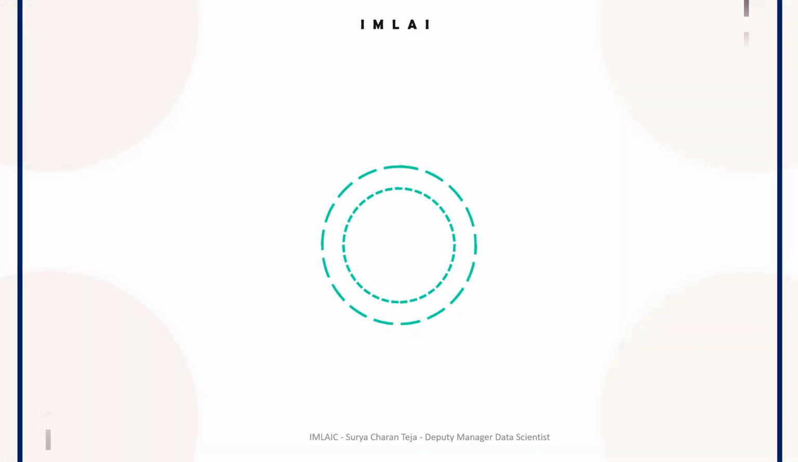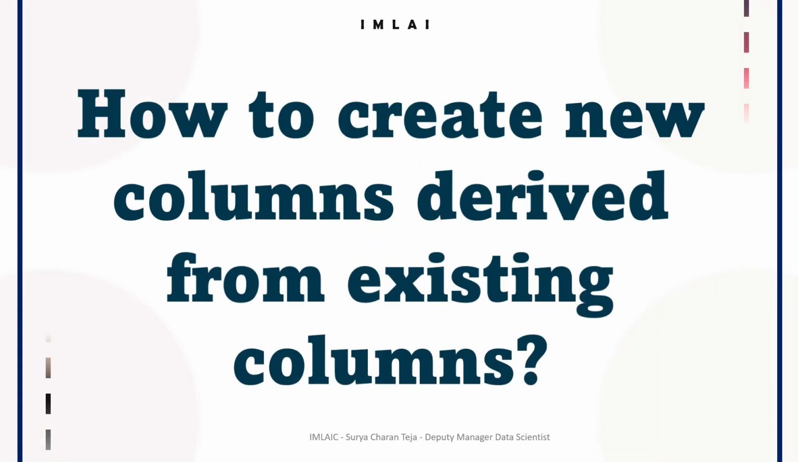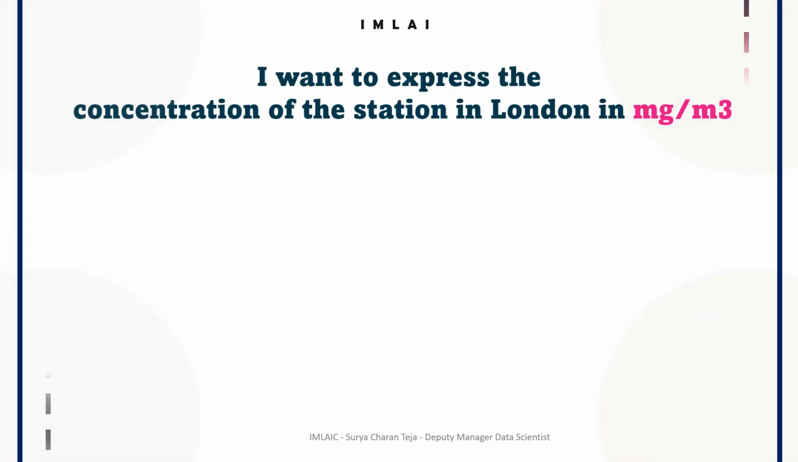From visual analytics, let's get back to the data manipulation. That's how to create new columns derived from existing columns. So this is what we call data manipulation. Let's begin. I want to express new columns. I want to express the concentration of NO2 in mg per meter cube. So I have to do the concentration change.